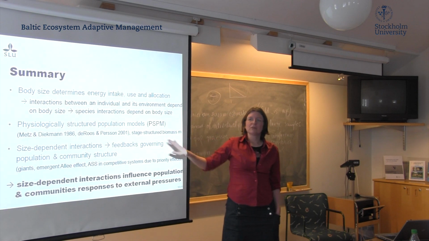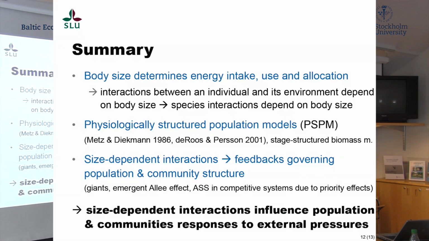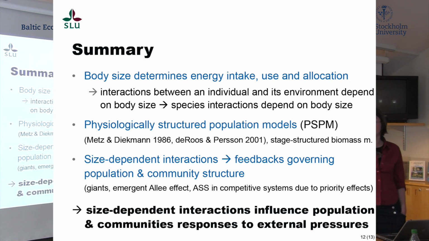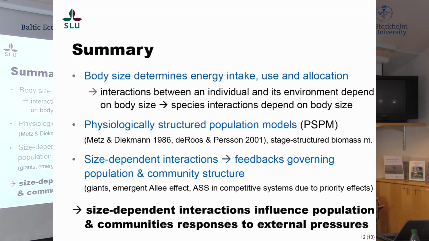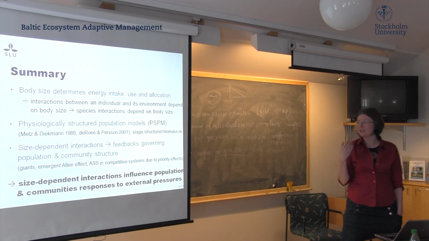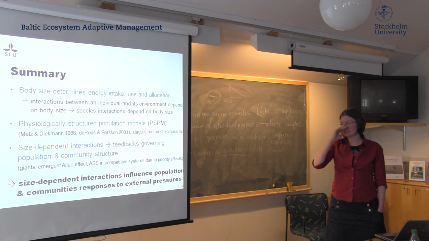And I also touched upon that these models can be simplified to stage-structured biomass models. And I showed you different examples of how these size-dependent interactions can determine population dynamics and species or community responses. You saw the alternative stable states in the predator-prey system, the emergent Allee effect. You saw it in the competition system. You saw the giants and dwarfs, the thousand brothers lakes of the perch, the cannibalism, and all these things.